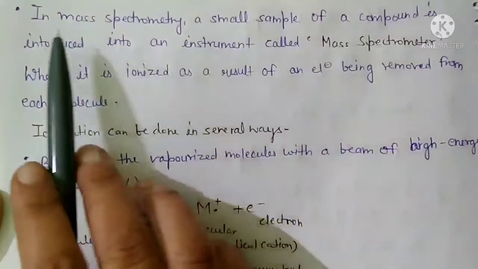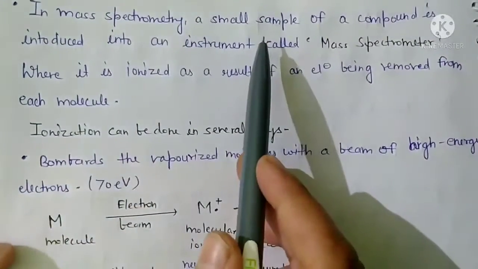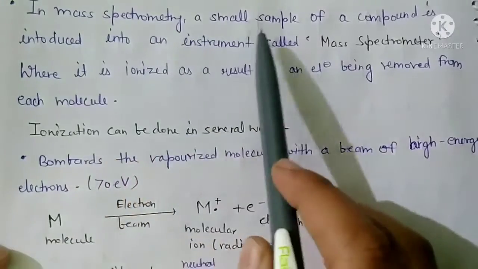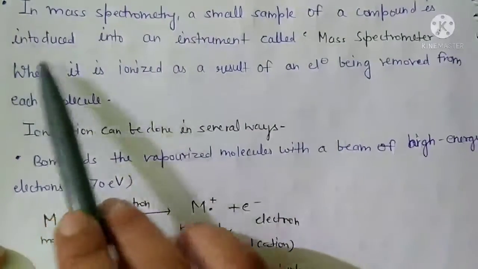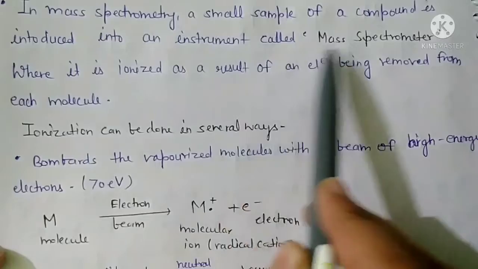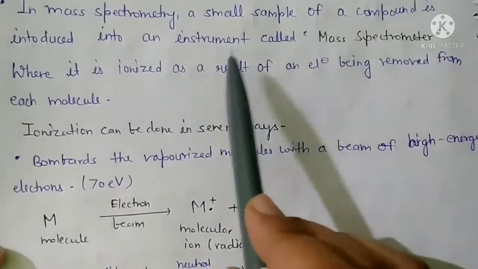So, what is the instrumentation for mass spectroscopy? In mass spectrometry, a small sample of a compound is introduced into an instrument called a mass spectrometer.